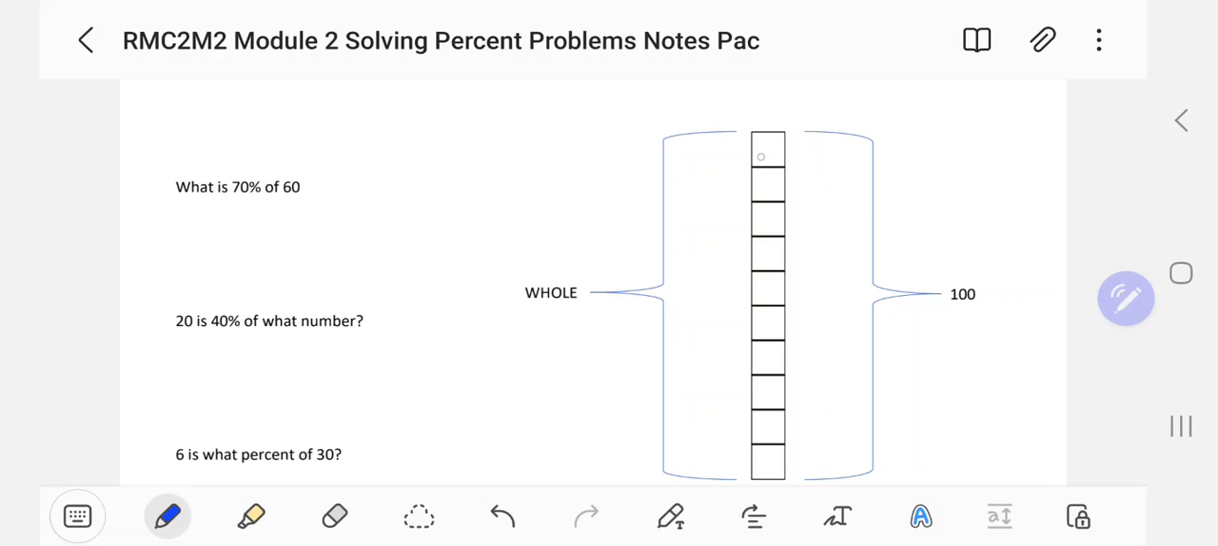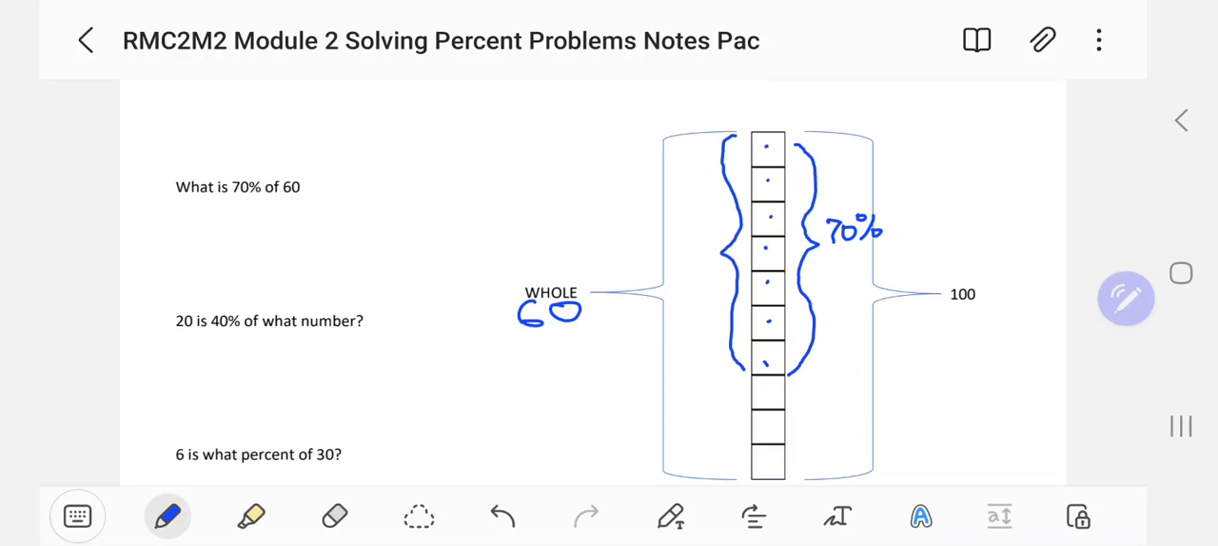Okay, well, each of these is 10. Now I did this on purpose to make it easy for us, but 1, 2, 3, 4, 5, 6, 7. So that's 70%. All right. And our whole here, because we're taking 70% of 60, so our whole is 60. All right, we want to figure out how much is that? What would you guess it is?